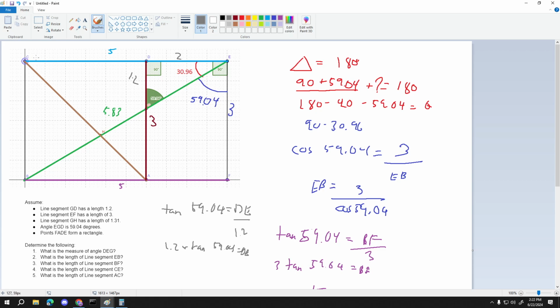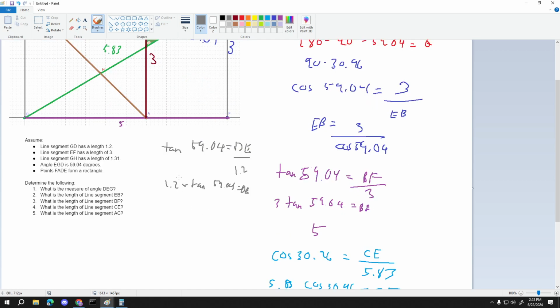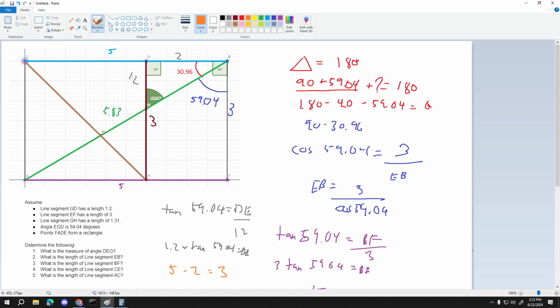And again, CE is made out of CD plus DE. So CD, which is 5, minus DE, which is 2, we are left with 3. So this line right here is 3. So we have 3 here, we have 3 here. So what is this line AC?